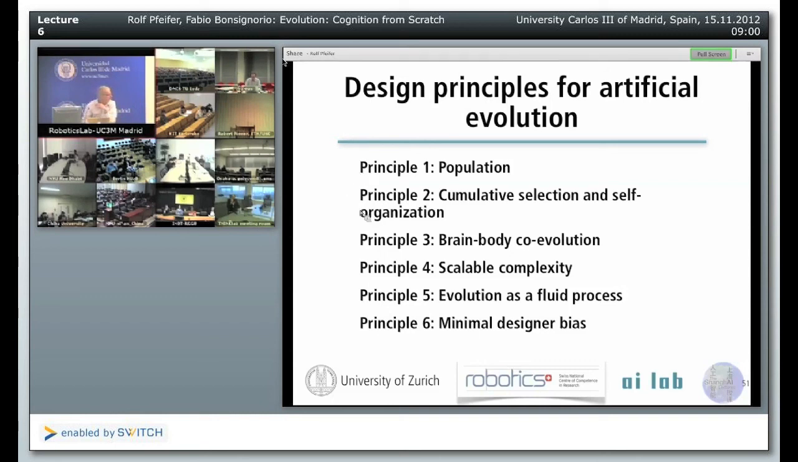We have cumulative selection and self-organization. So cumulative selection, you can look that up later, but means that you try to keep the good stuff that you have from the evolutionary process and don't throw it away. We have brain-body coevolution. In biological evolution, you never have the body and then you evolve the brain for it, but the two evolve together. Scalable complexity, I mean, that's an interesting point. Maybe you can read that in the book.